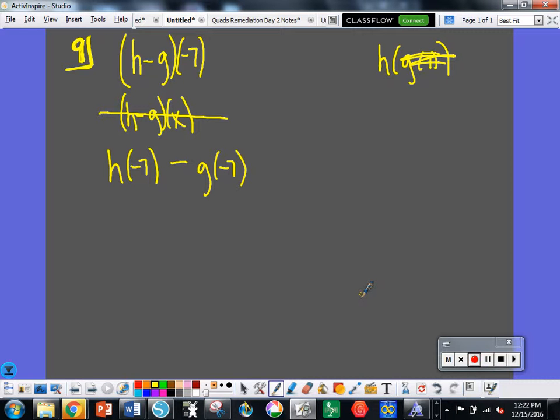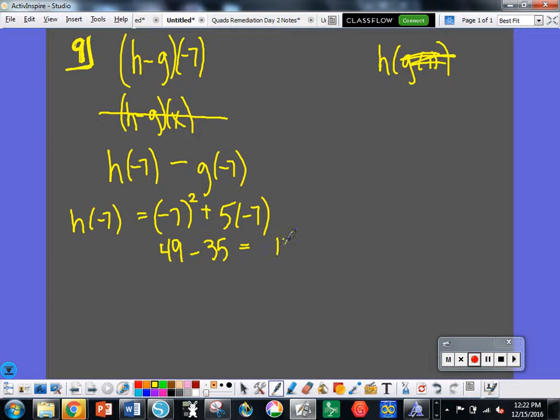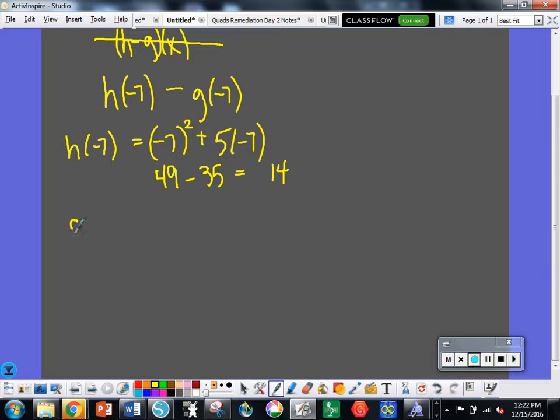Number 9. What's h of negative 7? Negative 7 squared plus 5 times negative 7. Okay. Negative 7 squared is 49. Minus 35 is what? 14. Okay, leave that for a minute. What is g of negative 7? So 4 times negative 7, right? Plus 2 is what?